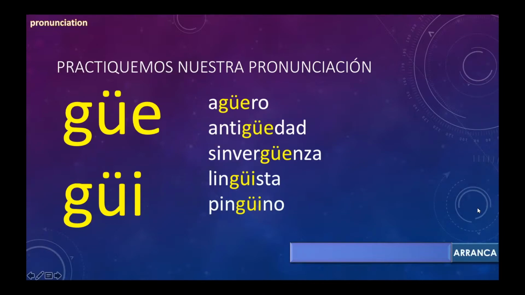Pingüino. Okay, now it's your turn to try and work out the meaning for those 5 words. Off you go.